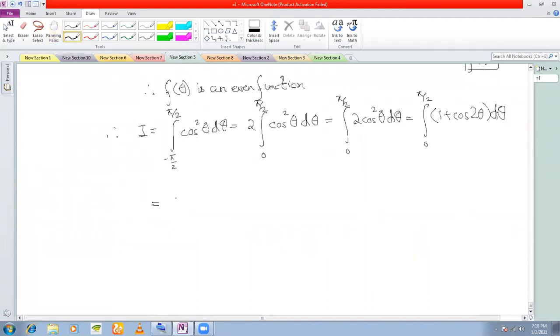Therefore, the next step I can write integral 0 to pi by 2.